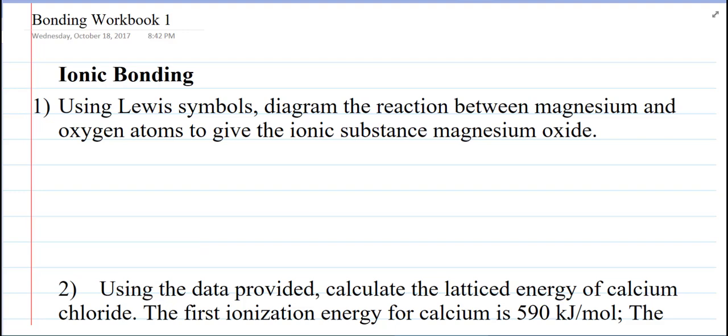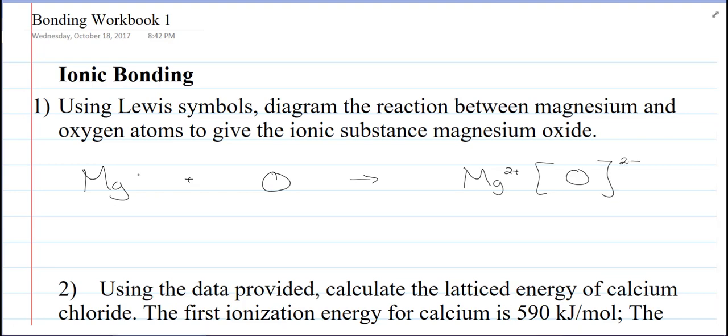We're going to do Bonding Workbook 1 today. So first couple we're going to do is some Lewis structures of ionic, and then we're going to move on to the covalent or molecular. So let's dive into the Lewis symbol of magnesium oxide. So we're going to do magnesium, oxygen, going to magnesium oxide.